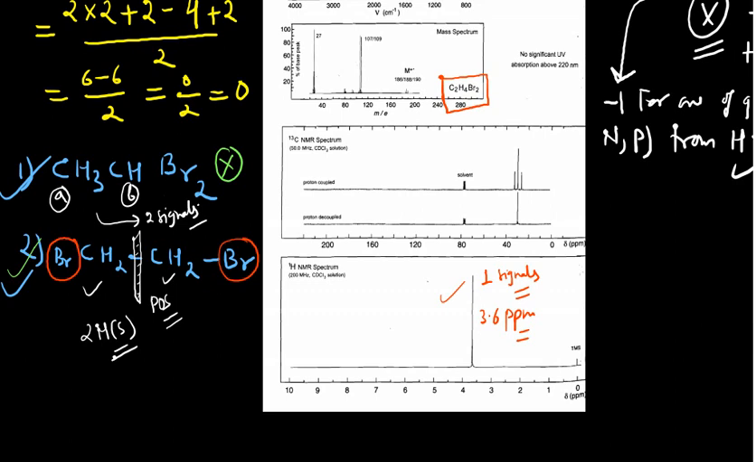But since we are solving the problem based on this, we can check the other spectra also. This is your carbon spectrum, carbon NMR. So this is your proton. We are interested in the proton decoupled spectrum, and it is also showing only one peak, which is somewhere around 30 ppm.